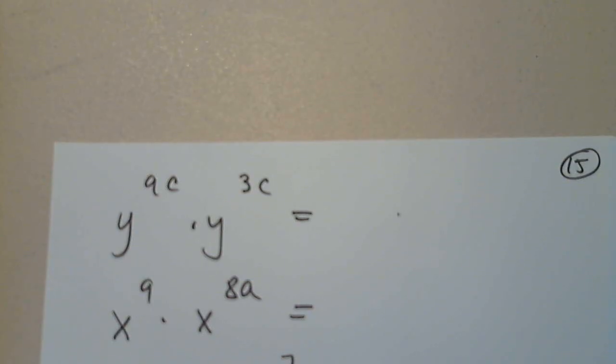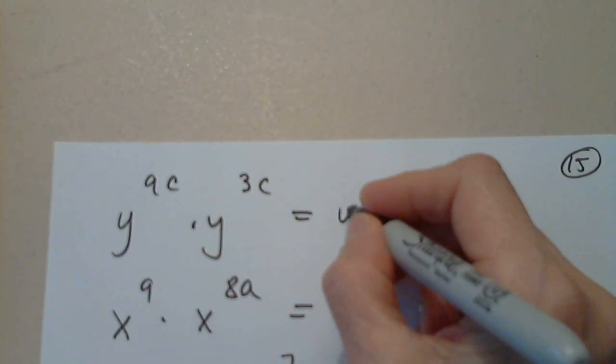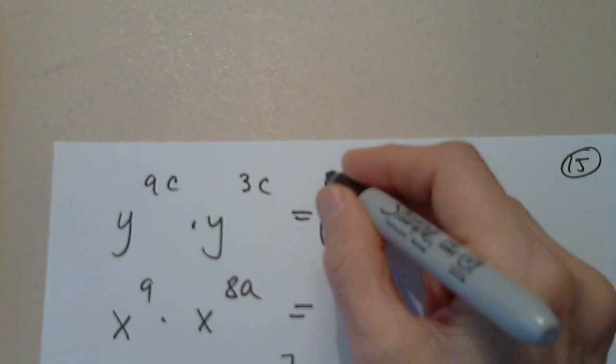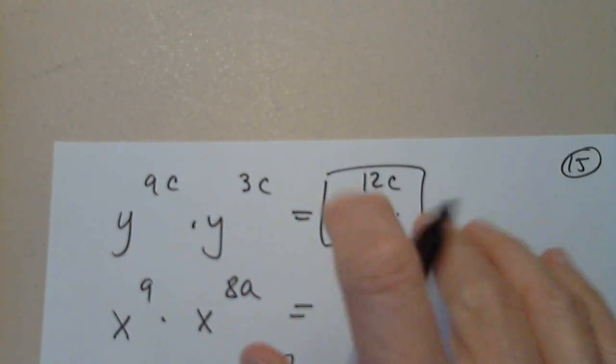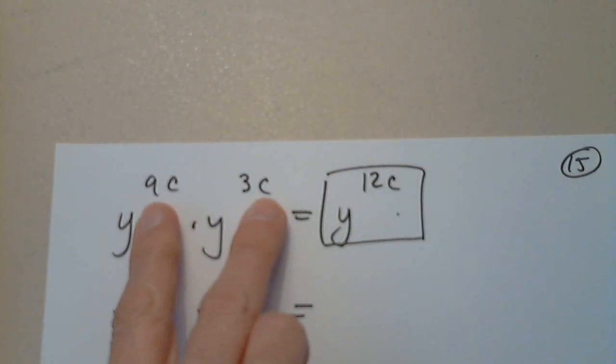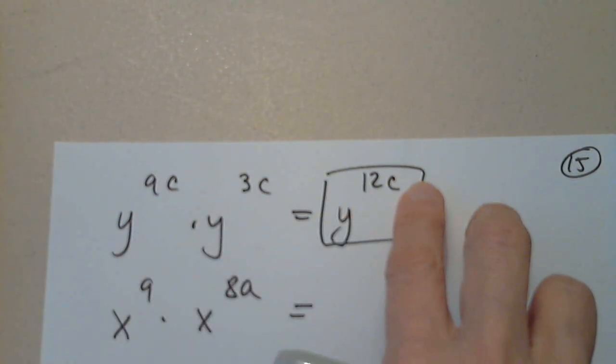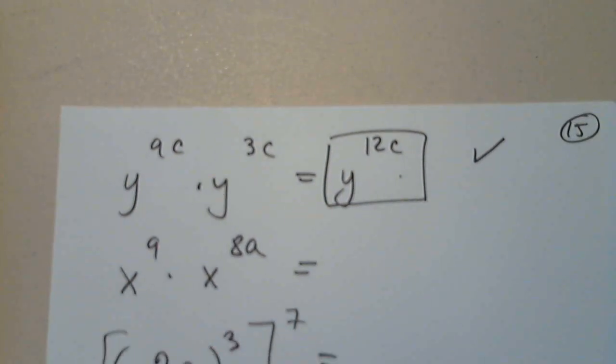Can anyone give a 12th power c? So y to the 12c. Very good. This is it. You copied the base and you added the exponents. 9 apples plus 3 apples is 12 apples. Excellent.